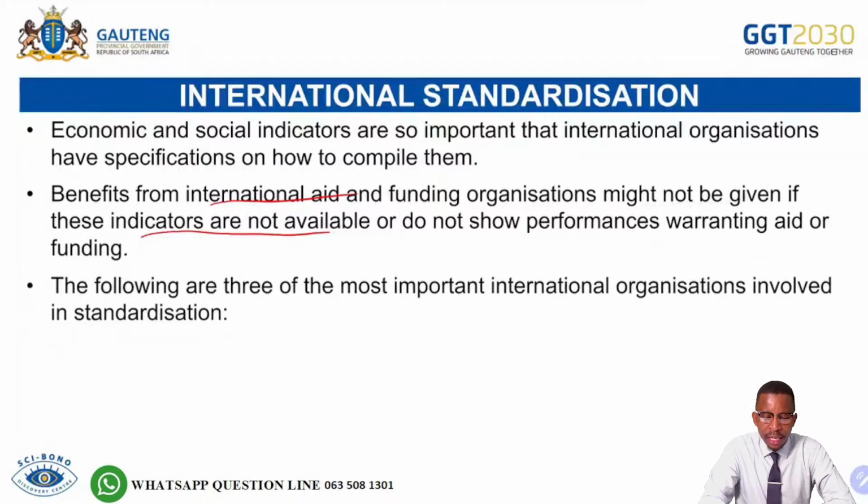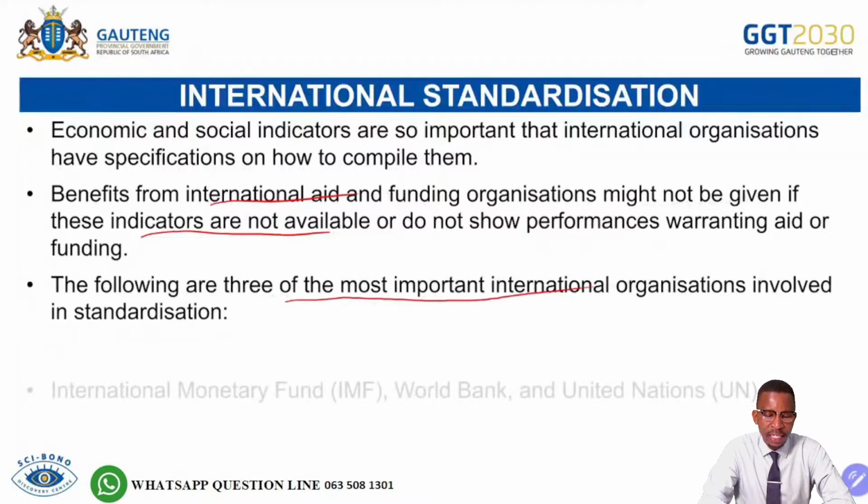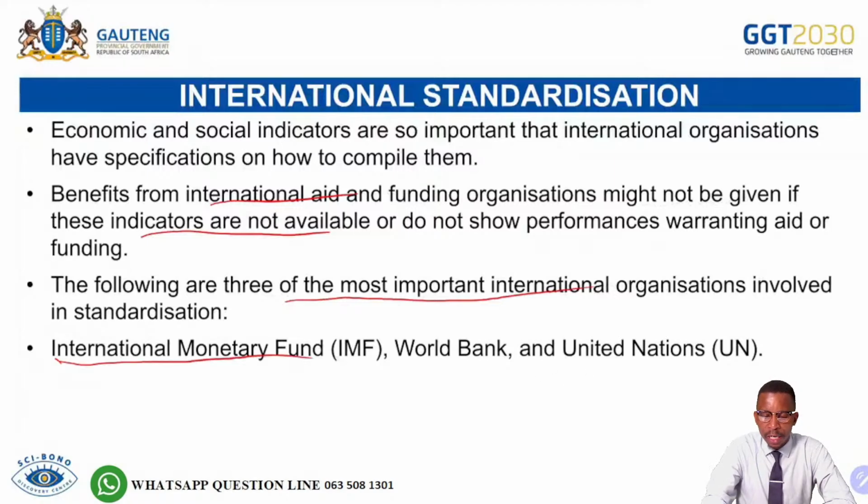The following are the three most important international organizations involved in standardization: the IMF, the World Bank, as well as the United Nations, or UN. So South Africa must comply when providing its indicators to benchmark for these three organizations, so that it will be able to get funding when necessary from these organizations.